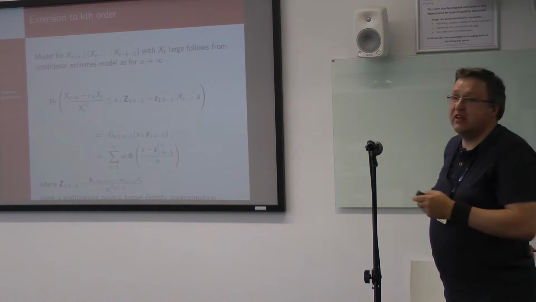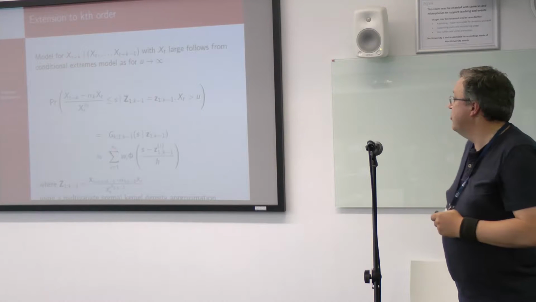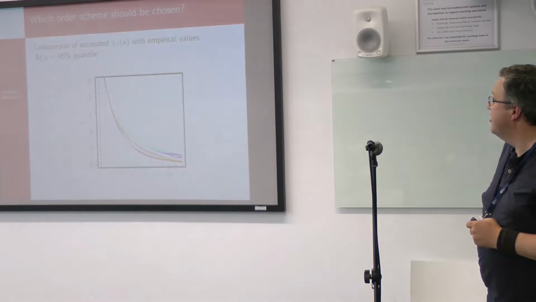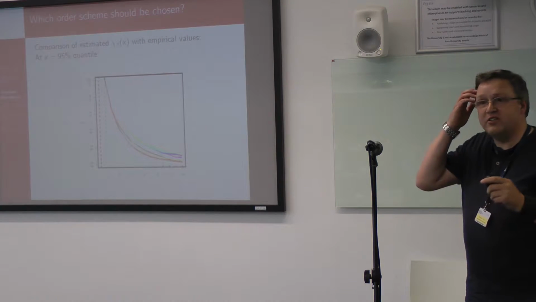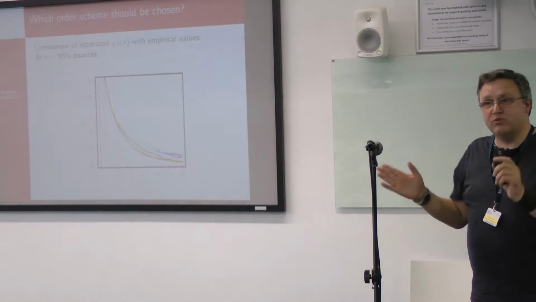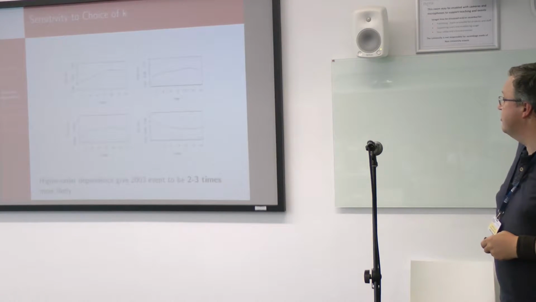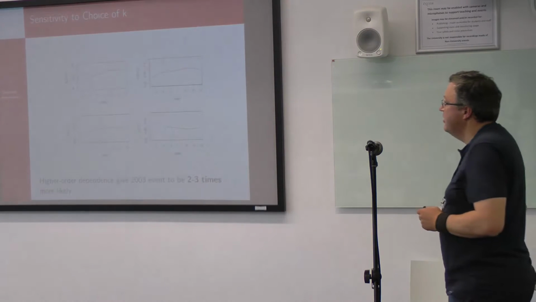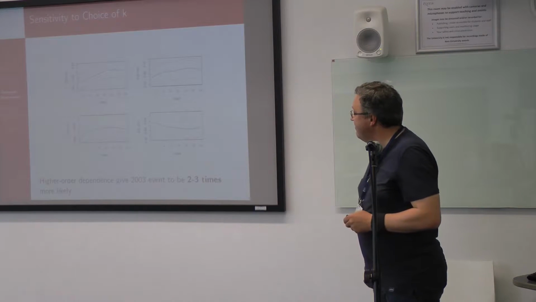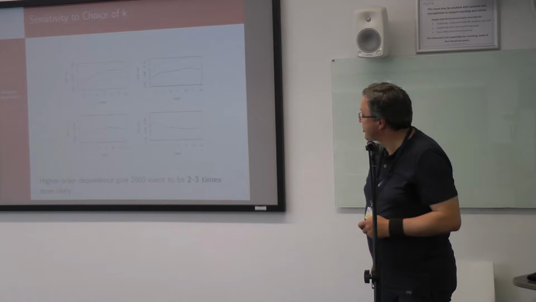We can also do the same thing with kth order models, and I'll jump through the details of that, but we now have diagnostic methods to identify, within the extremes, what the order of the process would be, rather than using the classic partial autocorrelation function. But the key thing is looking at sensitivity to the choice of the order.